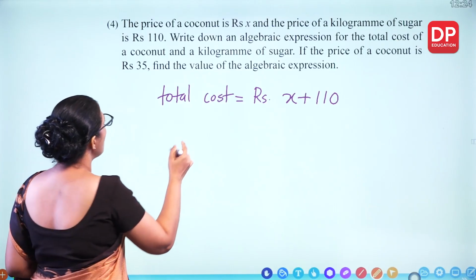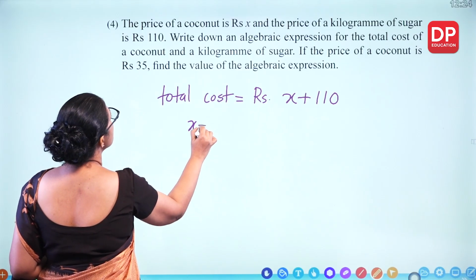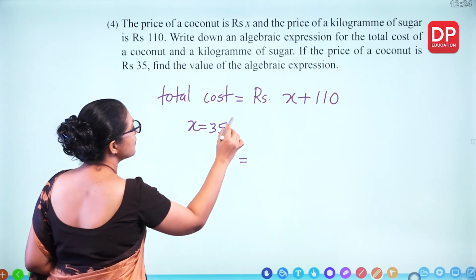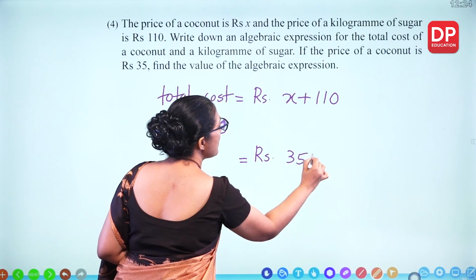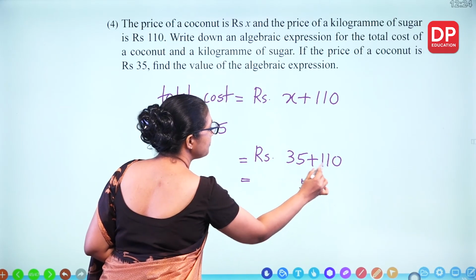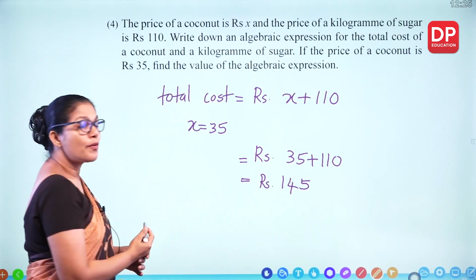If X equals 35, what's the total cost? You substitute 35 here. 35 plus 110, you get 145 rupees.